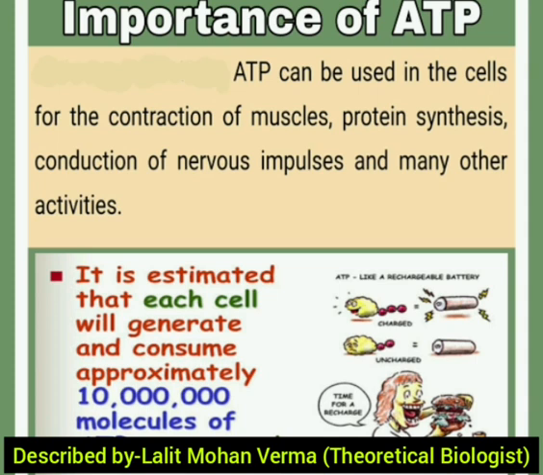Importance of ATP is what? It is estimated that each cell will generate and consume approx 10,000 molecules of ATP per second. In a single second, how huge a quantity of ATP is produced. And this ATP can be used in the cells for the contraction of muscle, protein synthesis, conduction of nervous impulses, and many other activities. So students, now it is clear what is the difference between aerobic and anaerobic respiration.